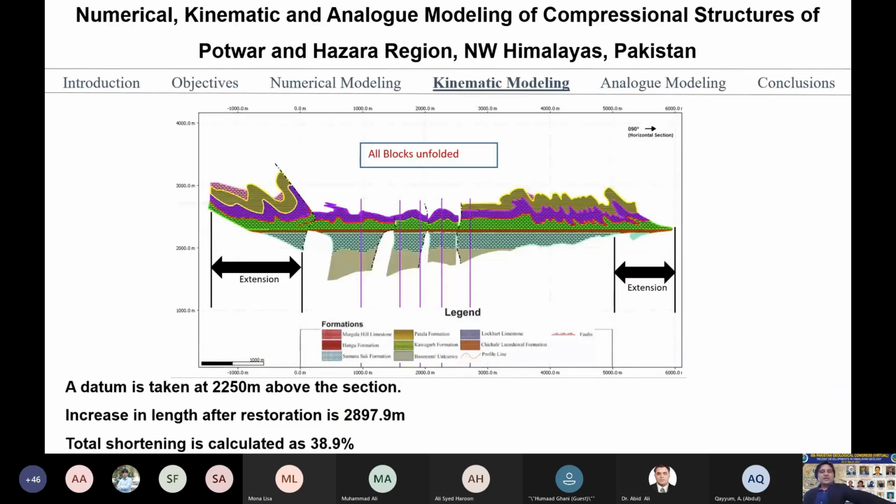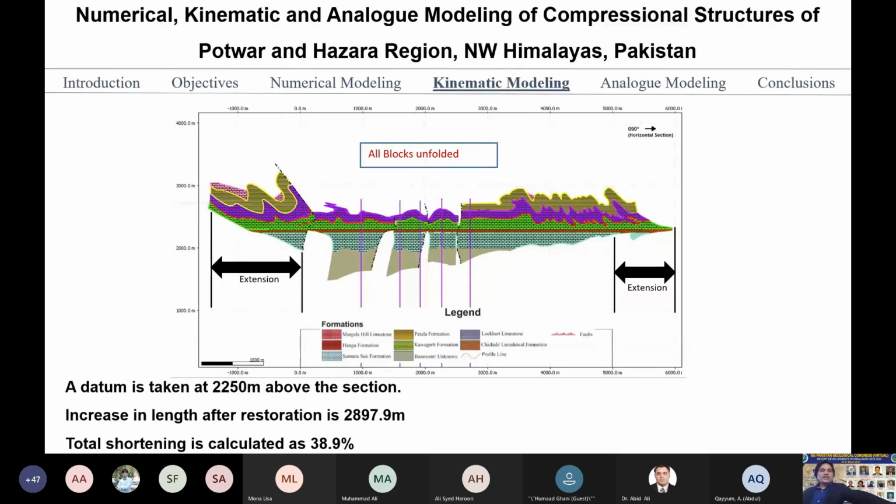And then this is a combined picture which shows the unfolded and the slipped blocks, where all the blocks are in the same pattern, and this all for this marker bed is unfolded, and you can observe this shortening along this area.